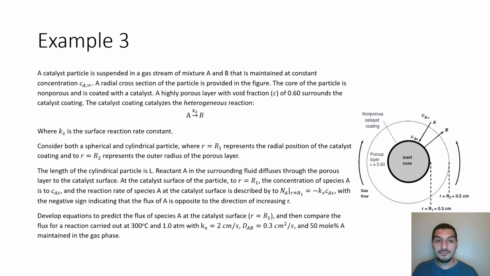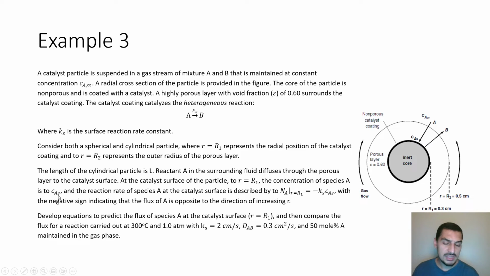And this is the reaction that takes place at the surface of the catalyst, which is A goes to B. It's 1 to 1, and these are the radii. I have already mentioned them, and the concentration, this is an important part here, that the concentration of species A is CAS. So this is the concentration of species A at the surface of the catalyst.